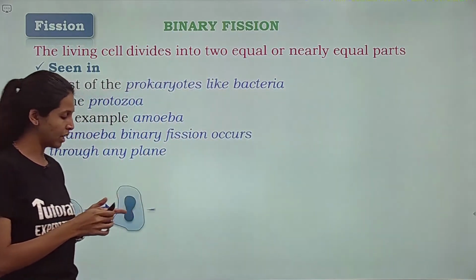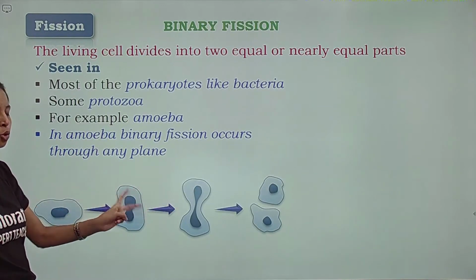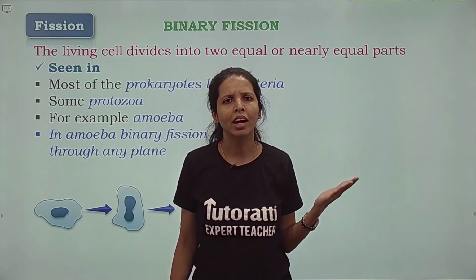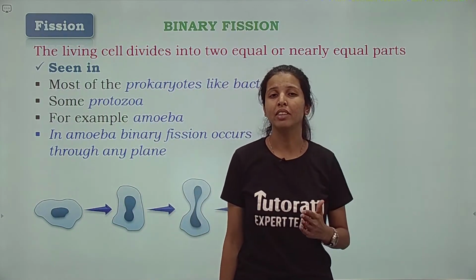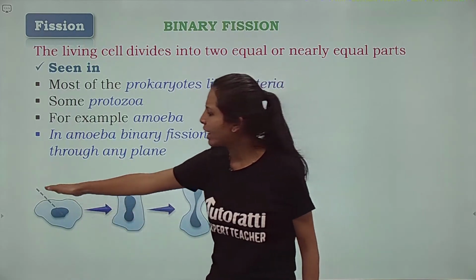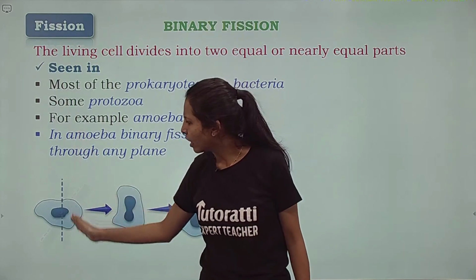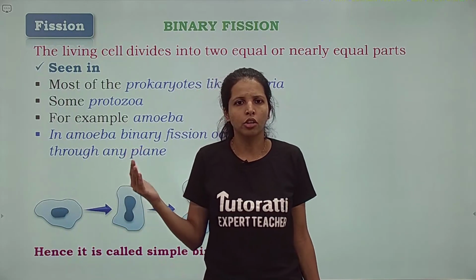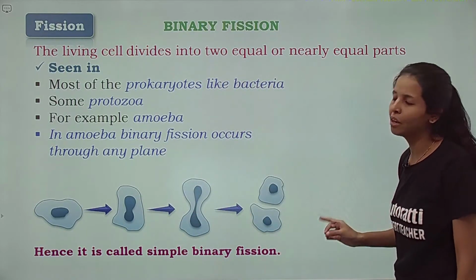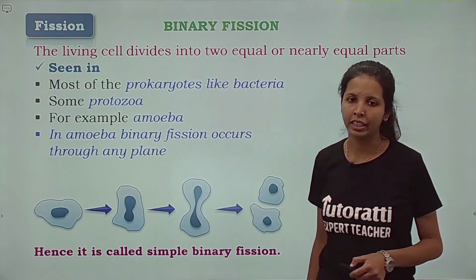In amoeba, binary fission, meaning one organism becoming two, could happen in any plane. Ma'am, why so? Because amoeba has an irregular shape. It could divide in this plane or the other way round, in a vertical manner or a horizontal manner, any plane. Hence, it is called simple binary fission when division is happening through any plane.